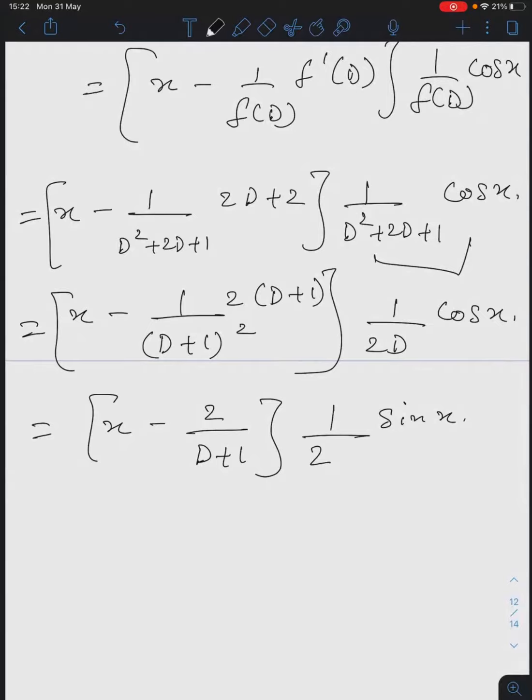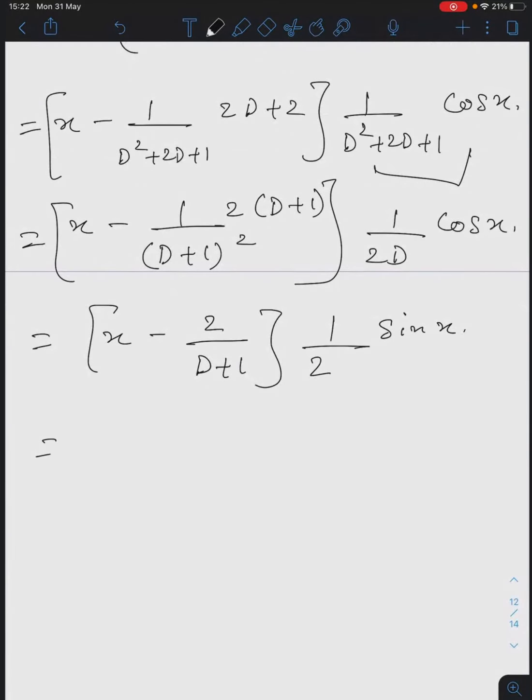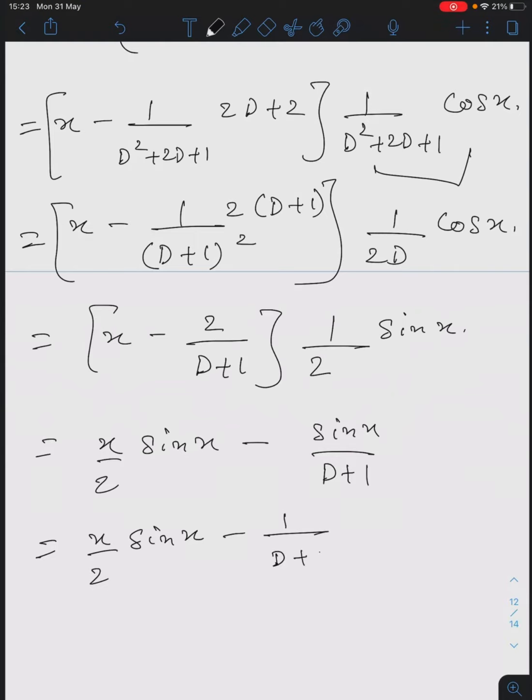That's it. Now apply this whole thing with the terms in the bracket. So the first term will be x sin x by 2. So x by 2 as it is, sin x, minus 2 and 2 will be cancelled. You have sin x by D plus 1, so again an operator 1 by f of D applied on sin x. In this case there is no D square, so we multiply with its conjugate. So this will be (D plus 1)(D minus 1) by (D minus 1) on sin x. This is the procedure, if you remember.